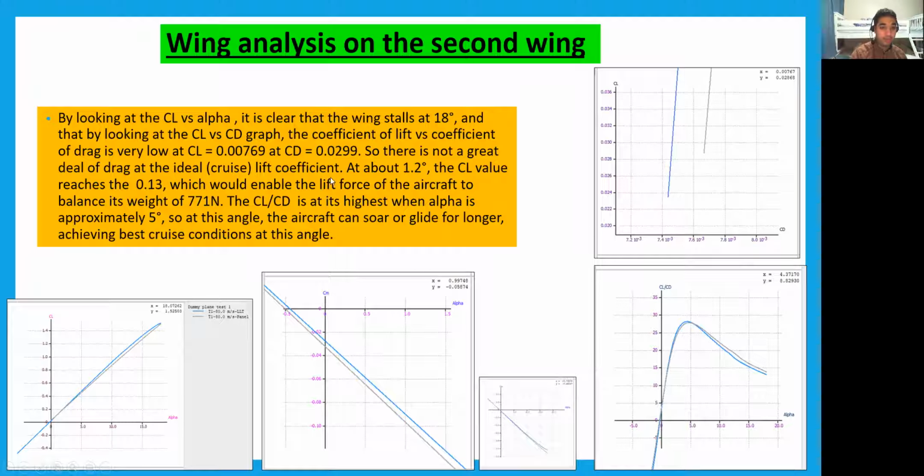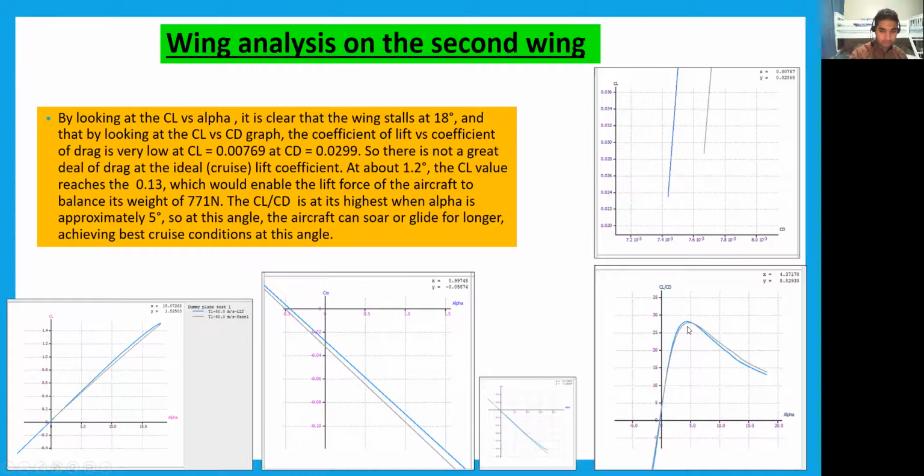At about 1.2 degrees angle of attack, the CL value reaches 0.13, which would enable the lift force of the aircraft to balance its weight of 771 newtons. The CL over CD is at its highest when alpha is approximately 5 degrees. So at this angle, the aircraft can soar or glide for longer, achieving best cruise conditions.